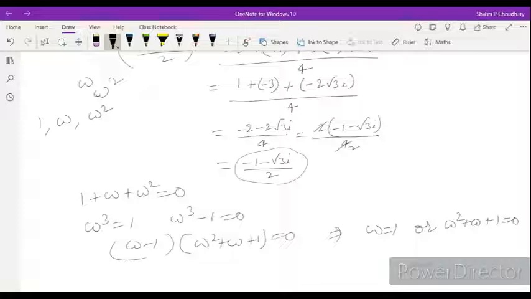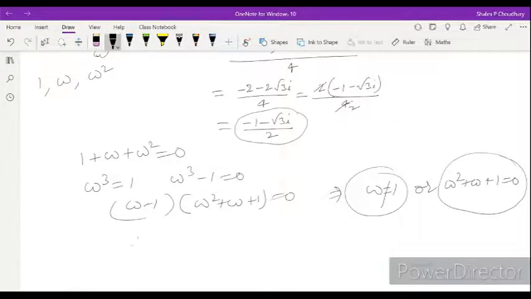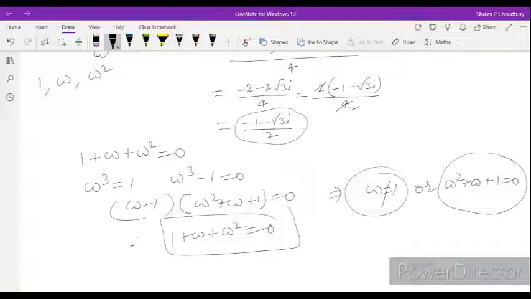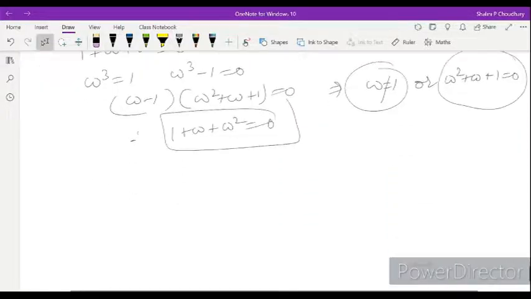Okay, so this cannot be equal to 0 because omega is not equal to 1. It means this one will be valid. So we can say that 1 plus omega plus omega square is equal to 0. Okay, now we'll see the properties of 1, omega and omega square.